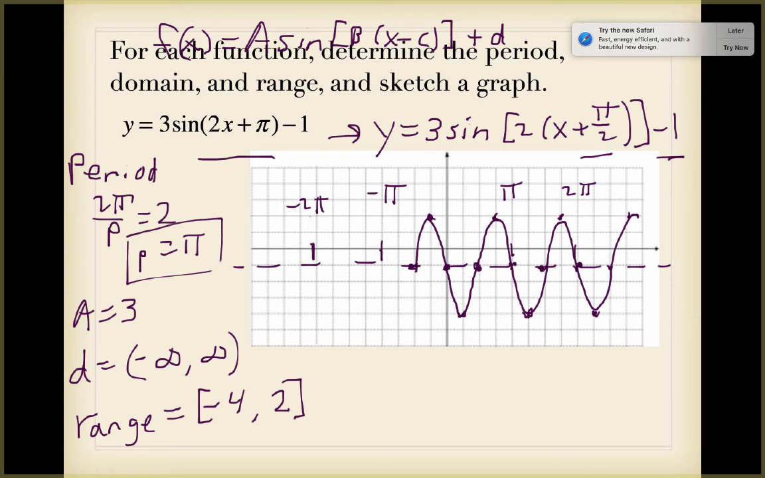Again, this is something that's important to be able to do when we get later on in the year when we're looking at integration and we're looking at differentiation, to understand how these sine, cosine, tangent, cotangent functions operate.